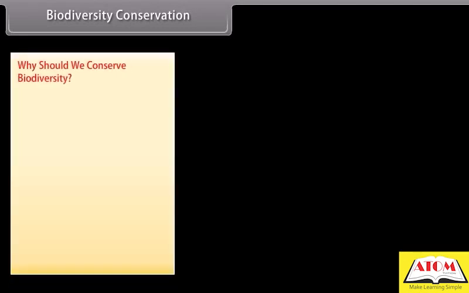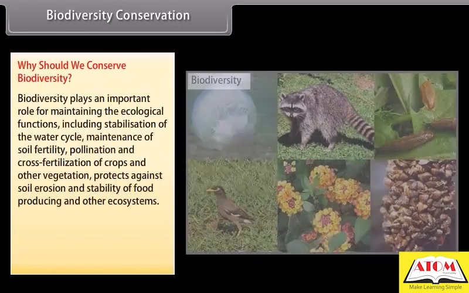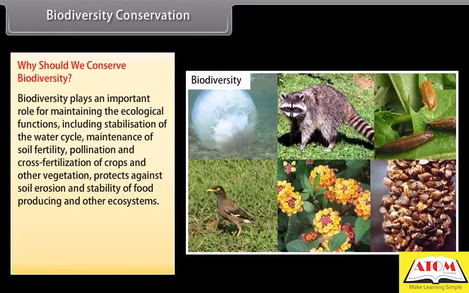Biodiversity conservation. Why should we conserve biodiversity? Biodiversity plays an important role in maintaining the ecological functions, including stabilization of the water cycle, maintenance of soil fertility, pollination and cross-fertilization of crops and other vegetation, protection against soil erosion, and stability of food-producing and other ecosystems.